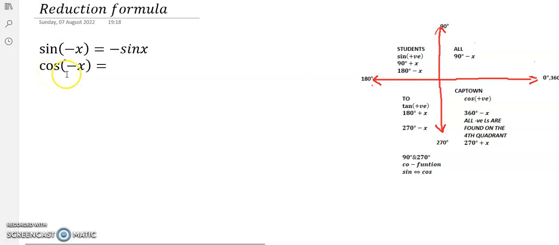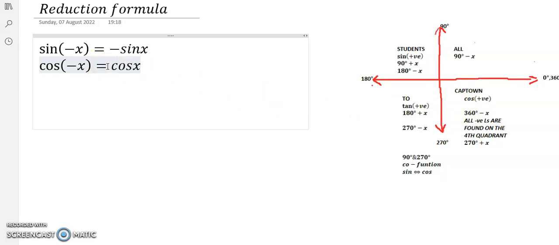Cos of negative x is our angle, meaning that all negative angles are on the fourth quadrant and cos is positive, therefore we're gonna have positive cos of x.